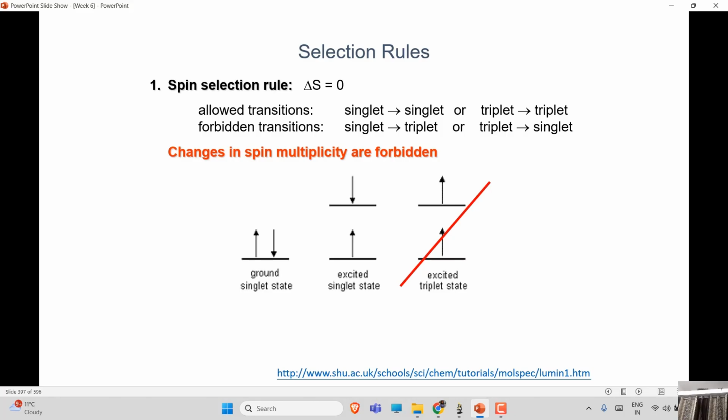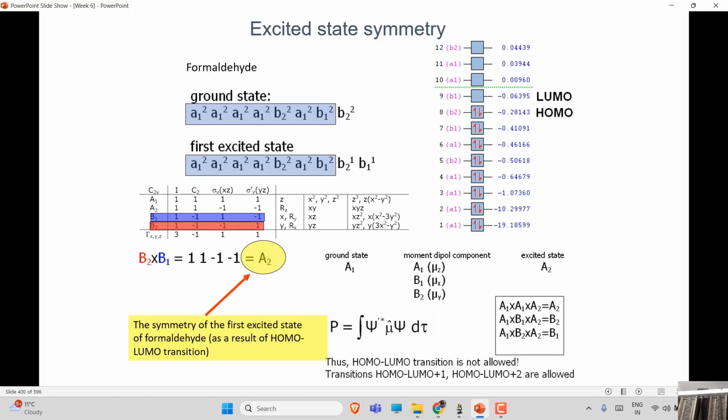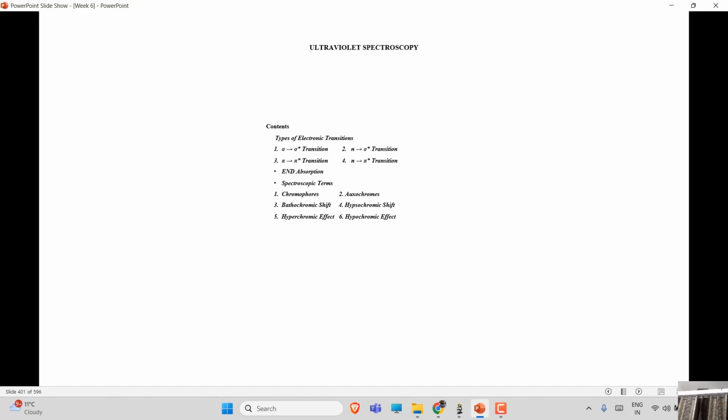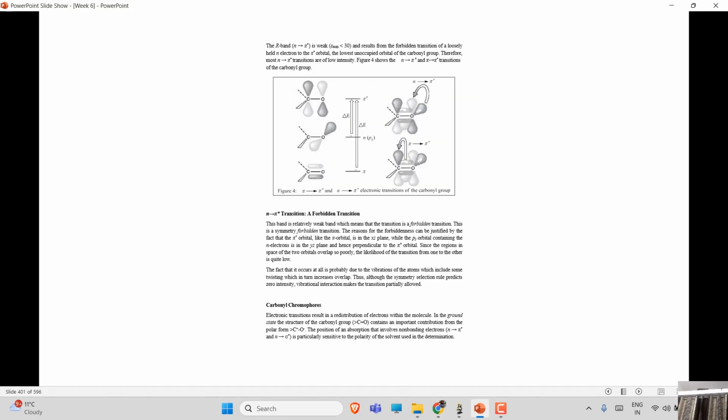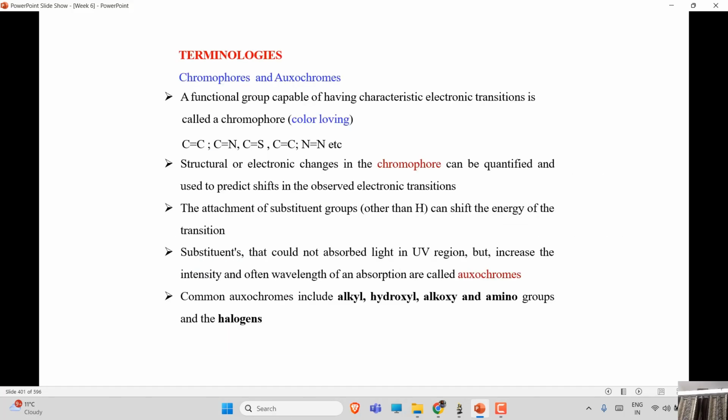All of these are selection rules we have talked about. No need to get into too much detail. These are all what we have already talked about.